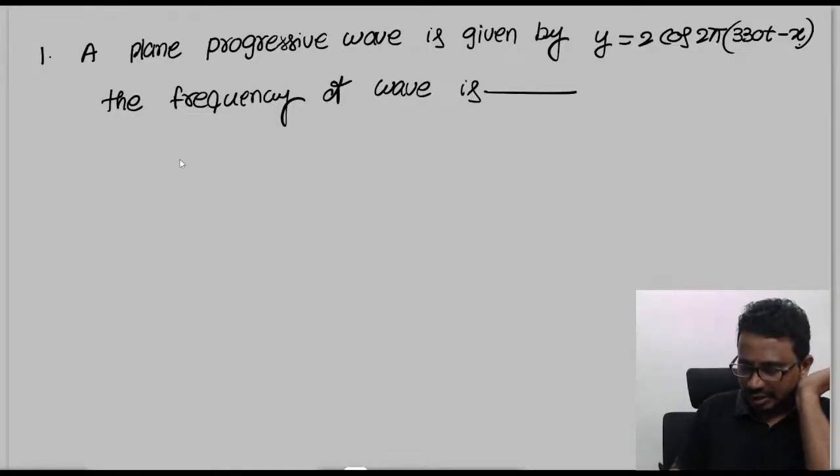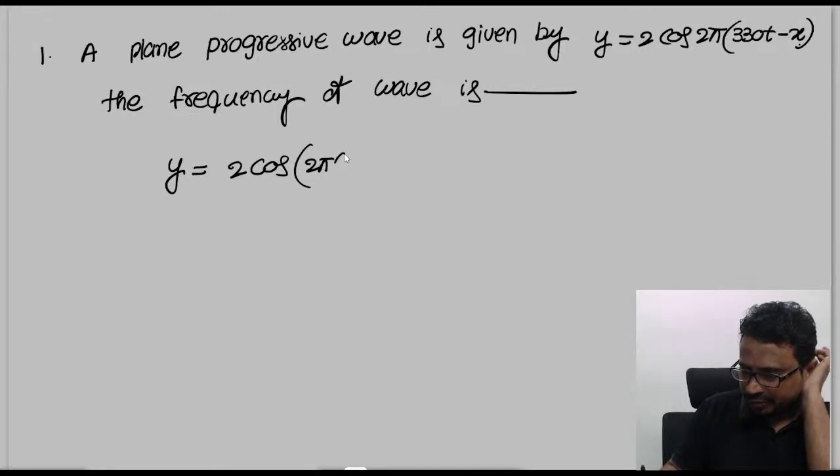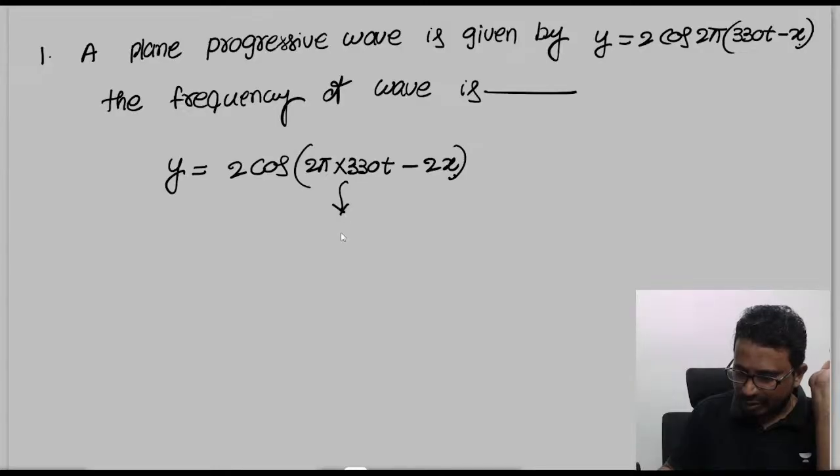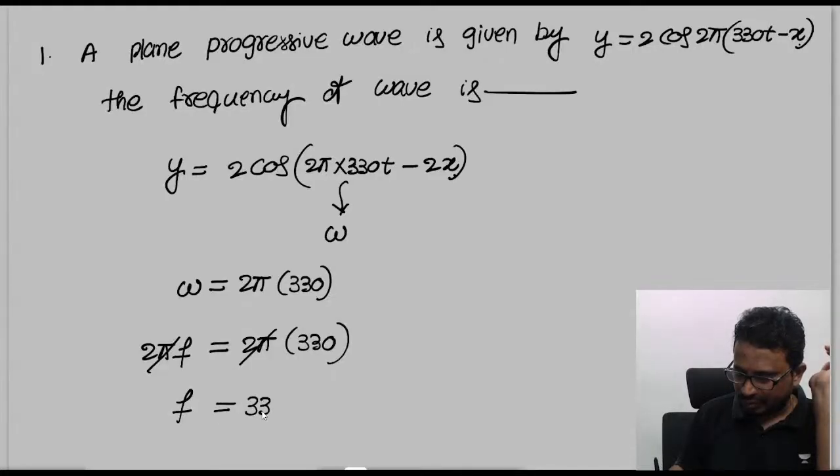Look at the given expression, y is 2 cos of 2π into (330t minus x). Now the term with t is omega. How much is omega? 2π into 330. As we know, omega equal to 2πf is equal to 2π into 330. From this, the frequency f is 330 Hz.